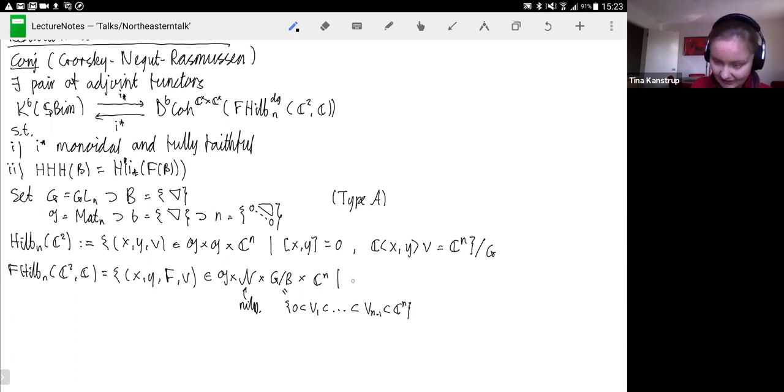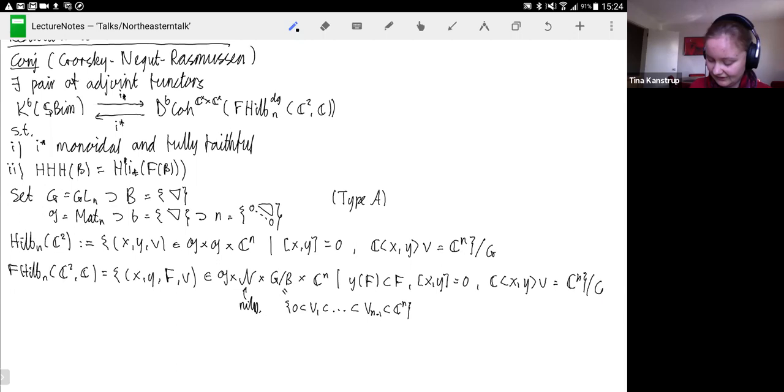And so what I require is that my matrix Y should preserve the flag. So if I take my matrix and apply it to one of these vector spaces, it should stay within that vector space. And then, of course, since it's a Hilbert scheme, the matrices should commute. And I still want to have my stability condition.